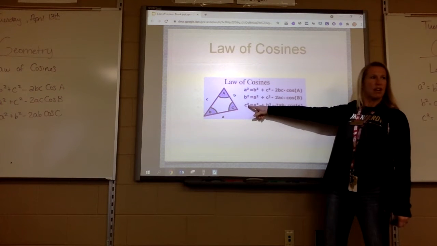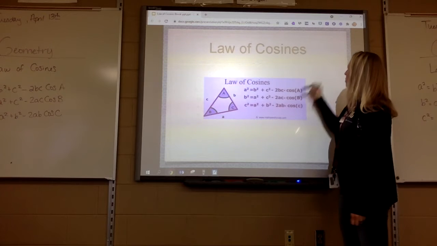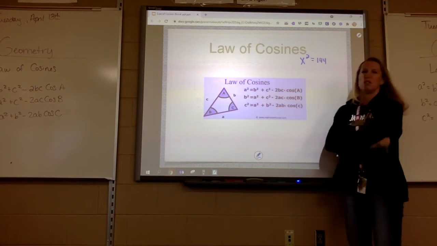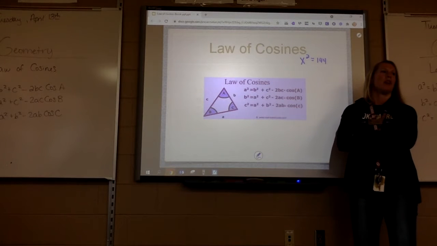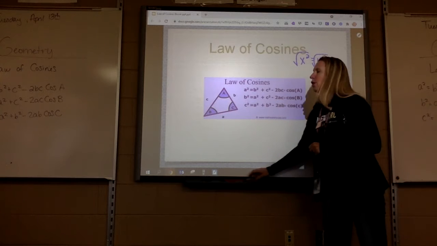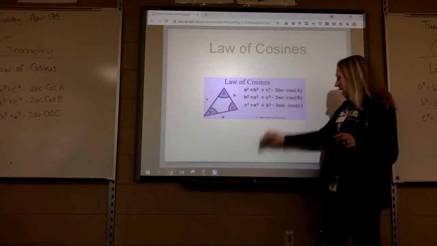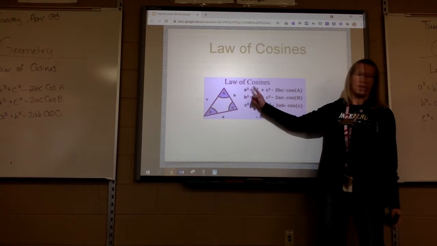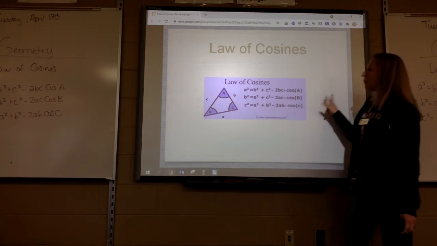So it looks a little scary, huh? Do you guys remember what you would do? Say I had x squared equals 144. What do you do to solve that? Square root. You square root it. Just making sure you know that, because we actually won't be solving for a squared. We'll be solving for a eventually, and b or c.